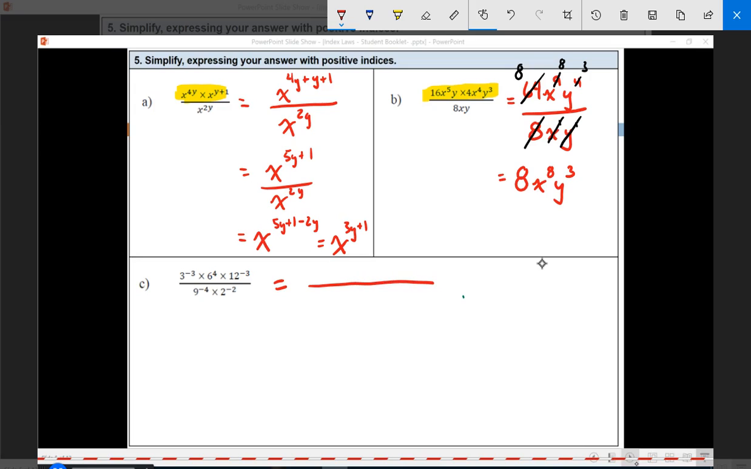This 3 to the negative 3 comes down and becomes 3 cubed. That y to the negative 4 goes up and becomes y to the positive 4. Okay? This 6 to the 4 stays because it's already a positive index. This 12 to the negative 3 goes down and becomes 12 to the positive 3. This 2 to the negative 2 goes to the top and becomes 2 squared.